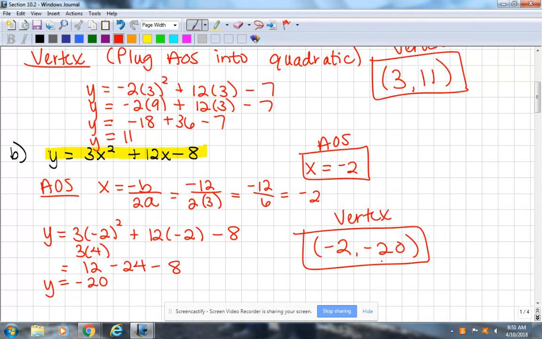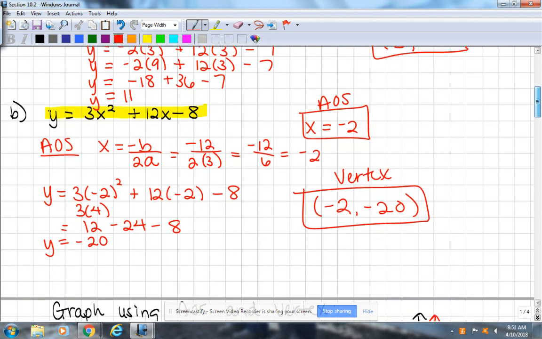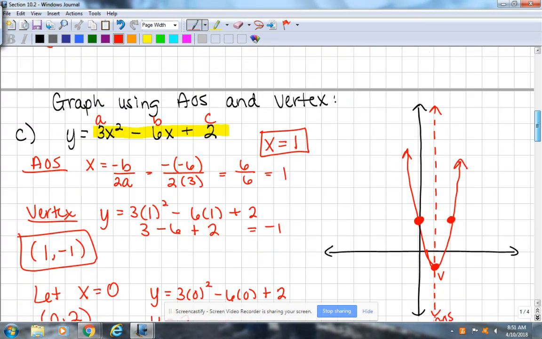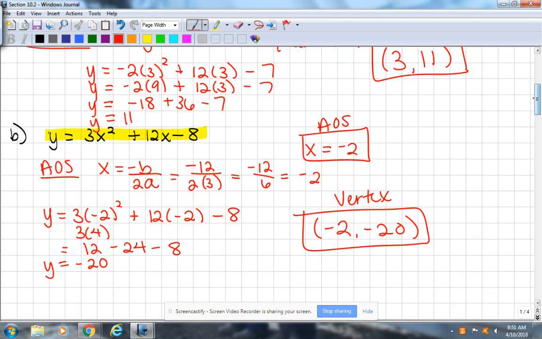So for tomorrow's lesson, we're going to start right here at this point, and I'll just show you a little sneak peek. We're going to use the AOS and vertex to help us graph the parabola. Okay? So I just want to go ahead and get this practice part out of the way, the intro to axis of symmetry and vertex. This will not be included on your homework, I don't think. I think you're just going to practice the graphing part from 10.1.